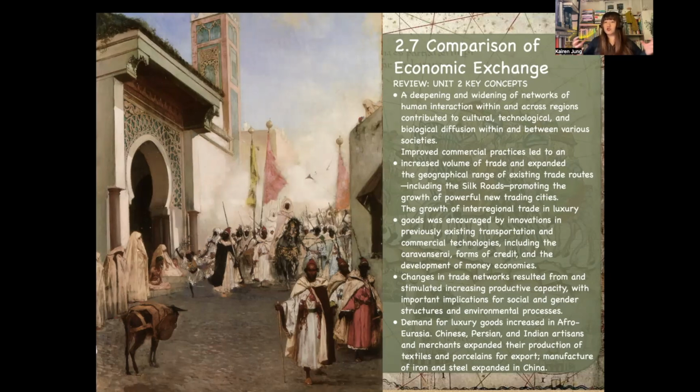The growth of interregional trade in luxury goods was encouraged by innovations in previously existing transportation and commercial technologies, including the caravanserai that we see here pictured to the left, forms of credit, and the development of money economies. You have changes in trade networks resulting from and stimulating increasing productive capacity, with very important implications for social and gender structures and environmental processes. Demand for luxury goods increasing in Afro-Eurasia, and Chinese, Persian, and Indian artisans and merchants expanding their production of textiles and porcelains for export, as well as the manufacture of iron and steel expanding in China.